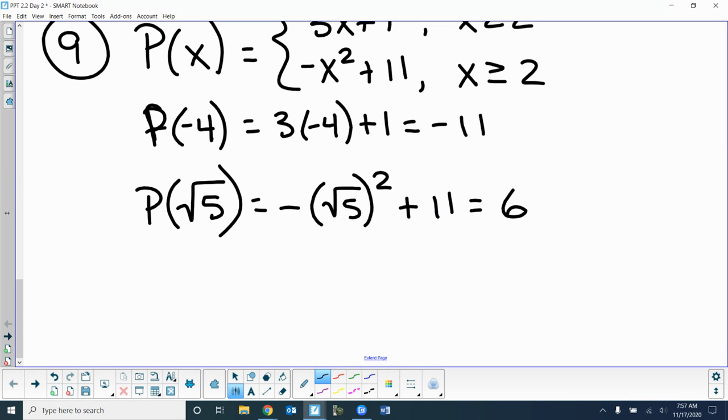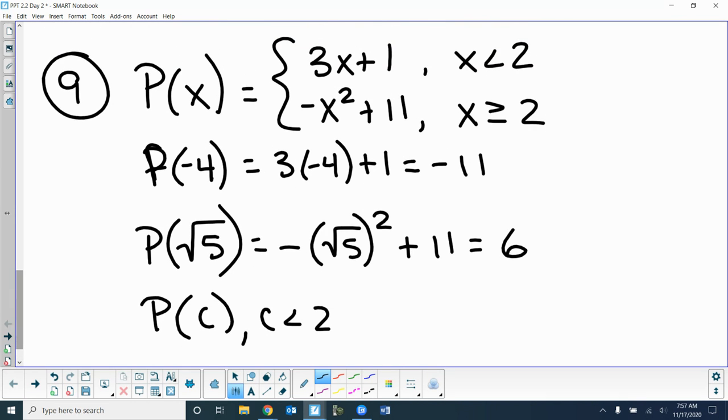P of C was the next one. And it said C was less than 2, so that fits in this one. So you're just putting C in place of the X. You're going to 3 times C plus 1, which is just 3C plus 1. That's all you can do. Okay? Because it told you C was less than 2. That's how we knew it would go in there.